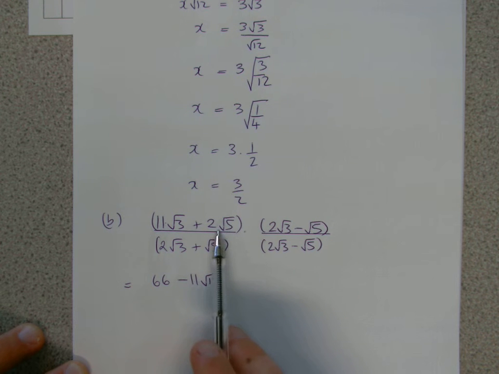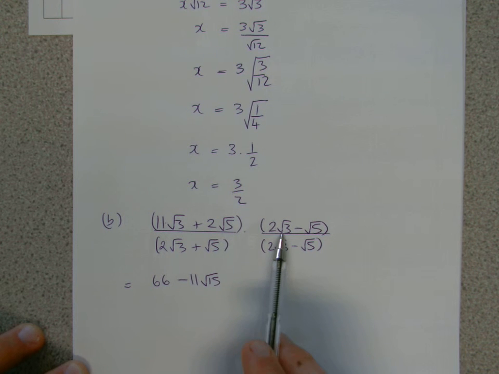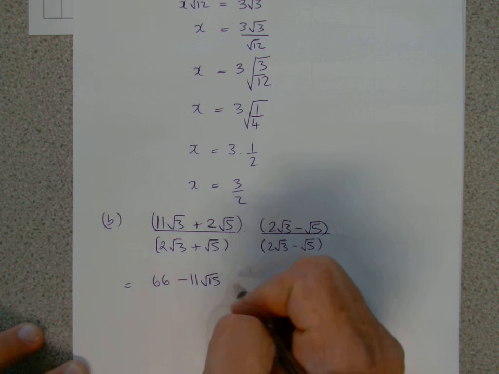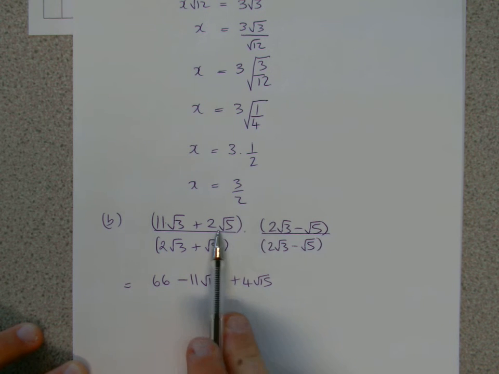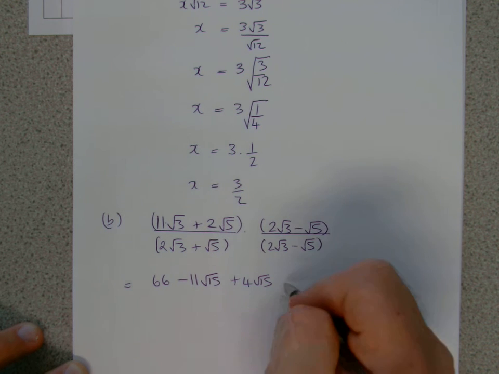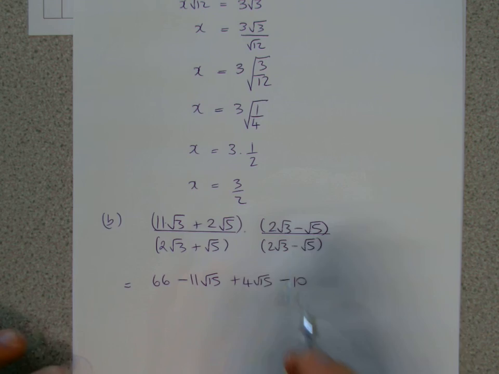inners, so we've got 2 root 5 times 2 root 3, okay. So 2 times 2 is 4, and root 5 times root 3 is root 15. And then the lasts, 2 root 5 times root 5, well, root 5 times root 5 is 5. Of course, times it by the 2 gives me 10, and it'll be minus 10, yeah? Because plus times a minus.